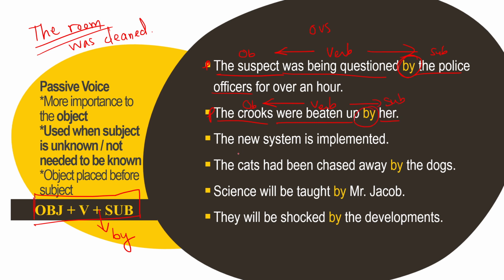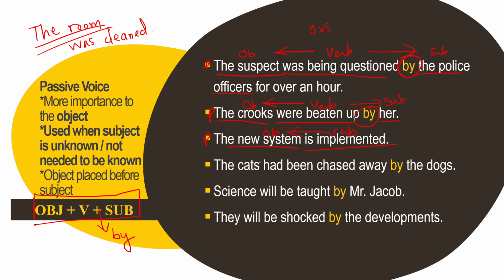The new system is implemented. Now in this case you will see implemented is the verb. What is implemented? What is receiving the action? The new system. So that is the object. Is the subject mentioned? No. So it could be the government who's implementing the system, the local authorities, the company, the school. It can be anyone who's implementing the system, but that's not important. So it's either not known who's implementing the system or is not important who's implementing the system. So in this case we use the passive voice. So there is no subject here, but you still see that the object is before the verb.